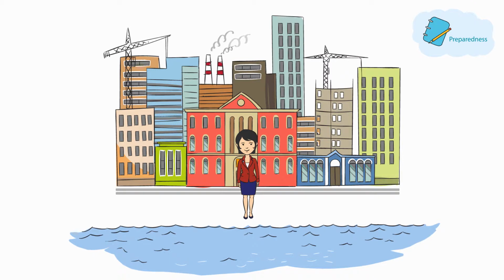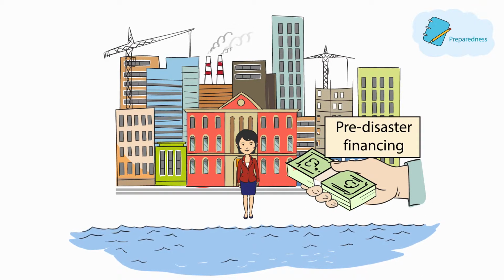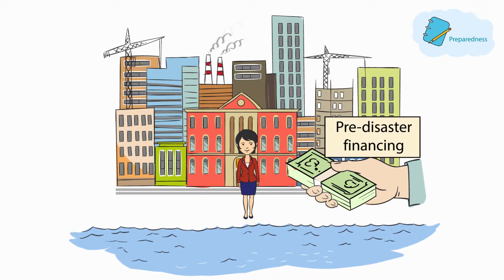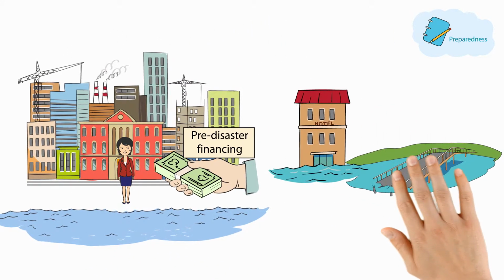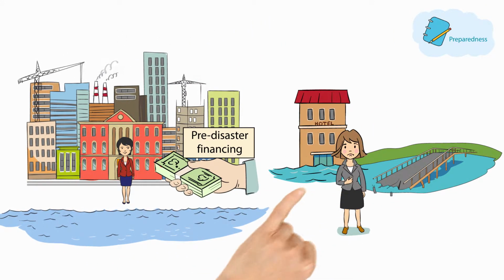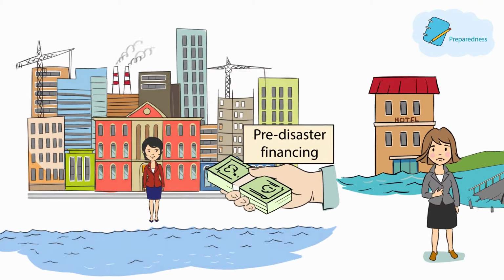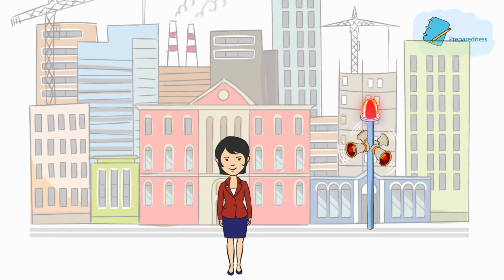As mayor, Emma can take out pre-disaster financing, that is, financing before a hazard strikes, to ensure that funding will be available immediately after a heavy rainfall. This money can be used to provide emergency relief to people who have been affected or support the reconstruction of public assets. As mayor, Emma can invest in an early warning system that can alert people before a heavy rainfall.